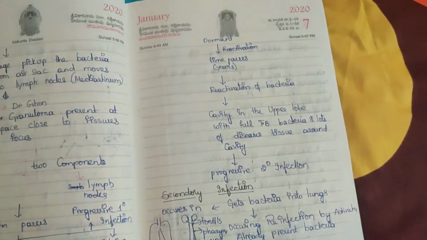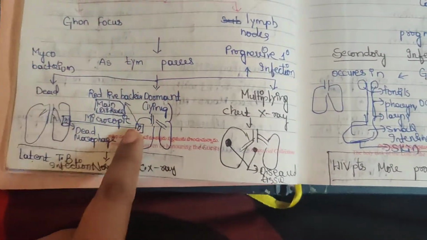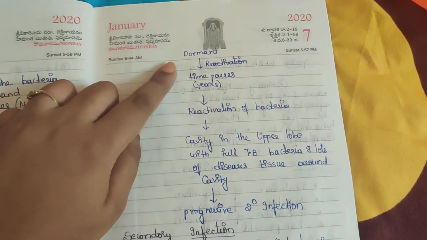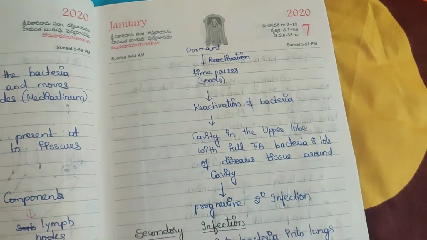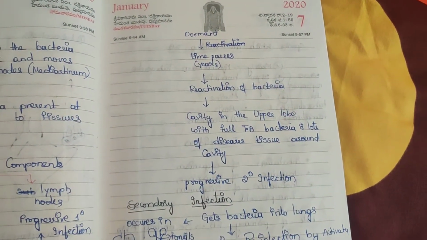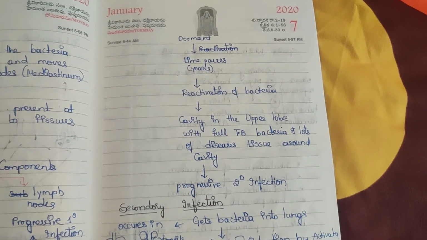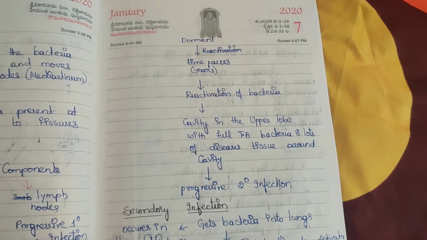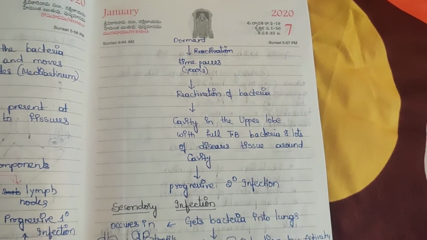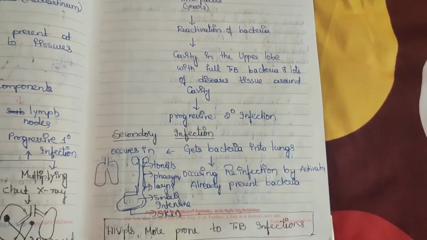We have talked about the dormant phase, right? As time passes and years go on, the bacteria will reactivate, and there is a cavity in the upper lobe full of tuberculosis bacteria and lots of diseased tissue around the cavity, which undergoes progressive secondary infection.